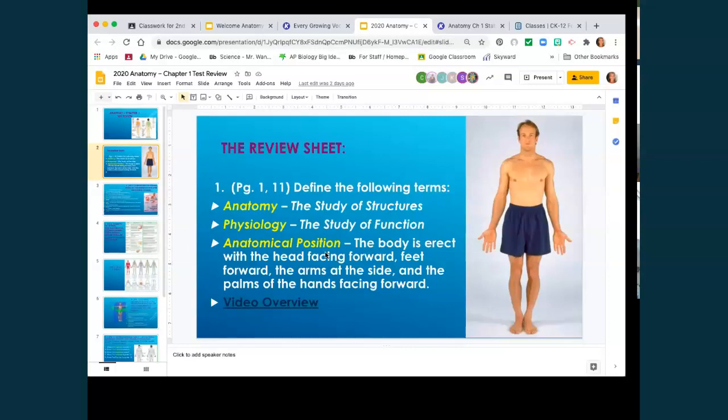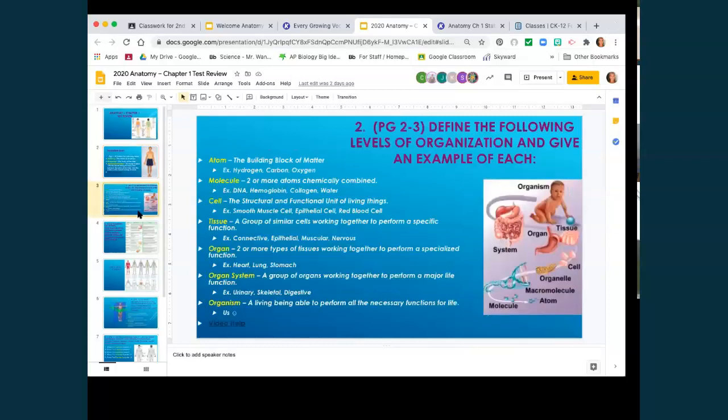And then anatomical position. When we're referring to structures, and from now on we will be referring to structures, it's important that we're looking at them from the anatomically correct position. So standing up, hands are at our side, palms are forward, toes are forward, and that is our reference point.